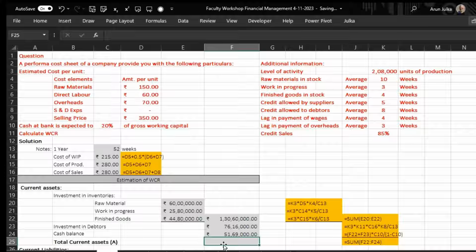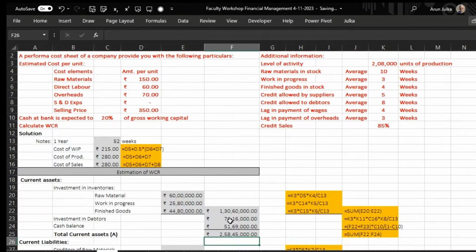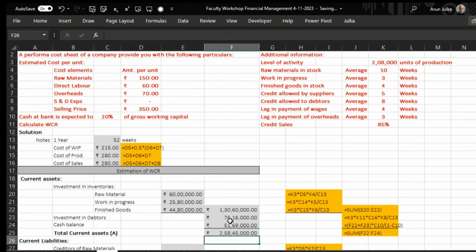Now, total current assets equal the sum of investment in inventories, debtors, and cash balances. And the answer is 2 crore 58 lakh 45,000. Now we calculate current liabilities.